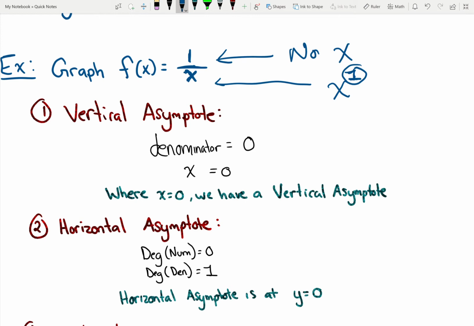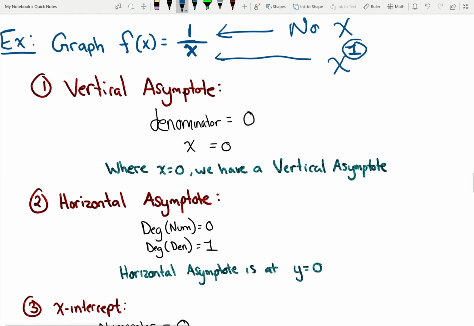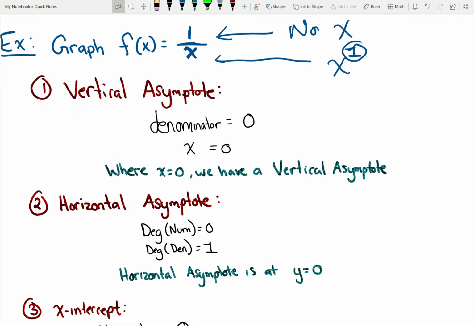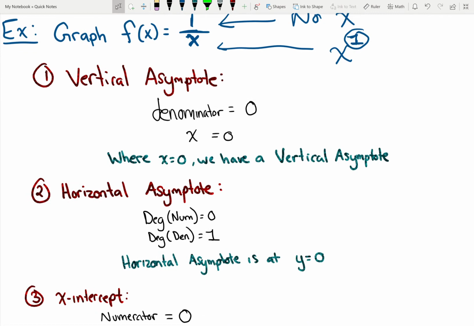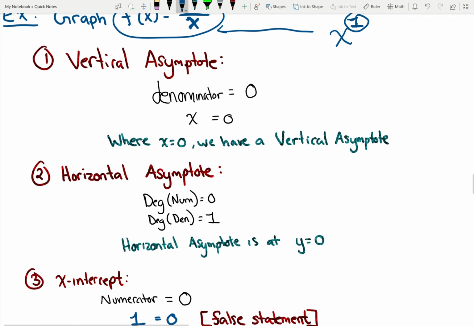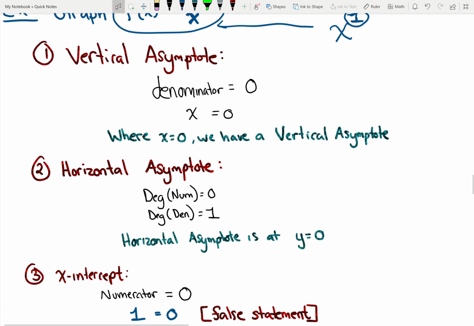Okay, the next one on the list, we have to find the x-intercepts. How do you find the x-intercepts? Well, you set your numerator equal to 0. Hopefully I wrote that. Yes, I did. So I set my numerator equal to 0. What is my numerator for this function right here? Well, for this function, my numerator is 1. So I get a weird statement. It says 1 equals 0.